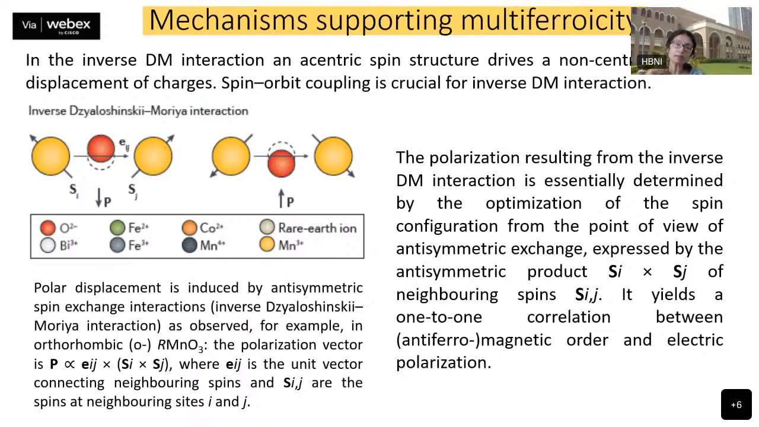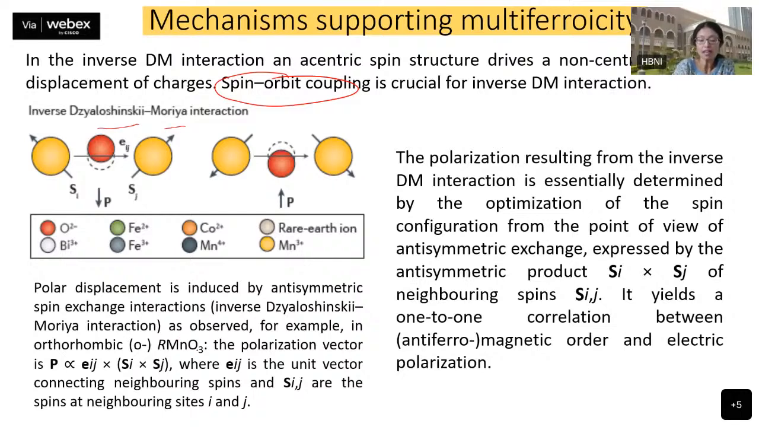The primary among them is the inverse DM mechanism, we say, which is basically, in this case, what happens is you have an acentric spin structure which drives the non-centrosymmetric displacement of charges. And in this case, it is the spin-orbit coupling which is crucial for this inverse DM interaction. This is known as the inverse Dzyaloshinskii-Moriya interaction. So in this case, what is happening? Polar displacement in this particular case is induced by antisymmetric spin exchange interactions.